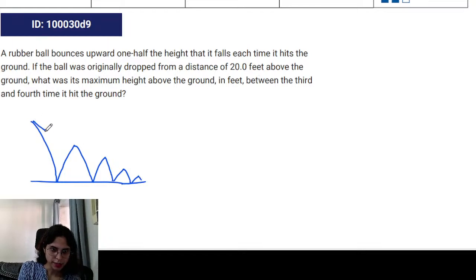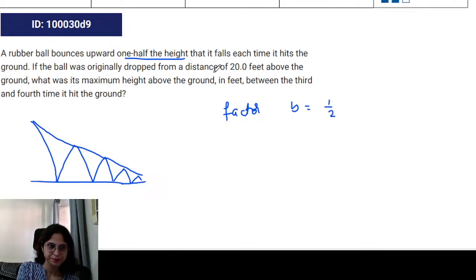So this is your exponential function. And because it is 1/2 the height, that means your factor b is 1/2. If the ball was originally dropped from a distance of 20 feet, so your a value, because this is your initial value, that is 20 feet, that is the initial value or y-intercept.